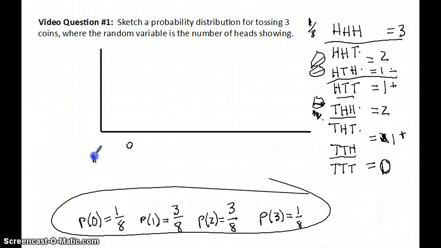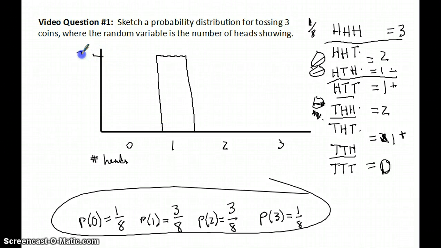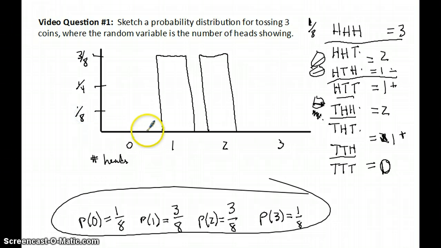Number of heads could be 0 or 1 or 2 or 3. There's a possibility of, so 3/8 of the time I could get that. 3/8 of the time I could get that. And then, just to be equal here, there's really no point here at 2/8. There's nothing that happens there. But at 1/8 is when I hit the probabilities of 0 or 3.